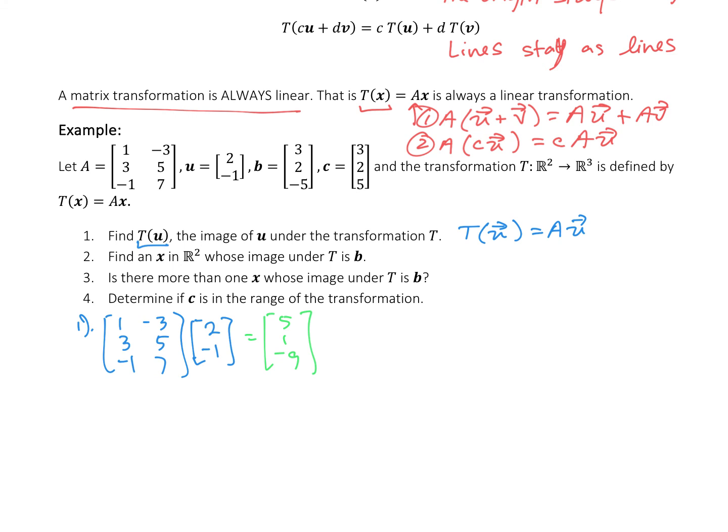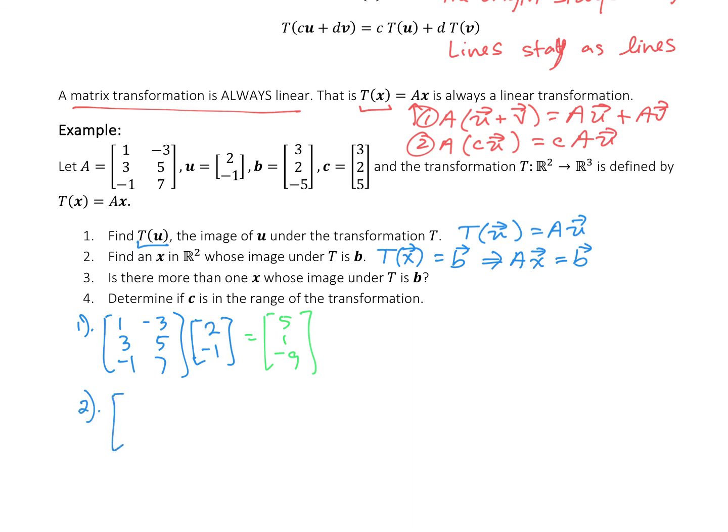Next question says, find an X whose image under T is B. If we translate this to an equation, we want to find some X such that T of X is B. In other words, we want to find an X vector that satisfies this equation, which we know how to do. We take our A matrix, we take our B vector, we write an augmented matrix with both of them, we do our row reductions, and we see if we can come up with a solution.